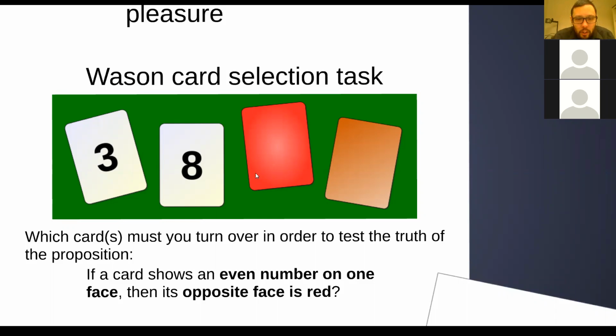So if we turn over the red card and it shows an even number, that shows that the rule is true. And if it shows an odd number, that shows that the rule is false. So we need to check the red card to see if it's true, because if it's an odd number on the other side, then the rule is false. So that's one card we need to check, okay. Smith says we need to check 2 cards. What is the other card you think we need to check?